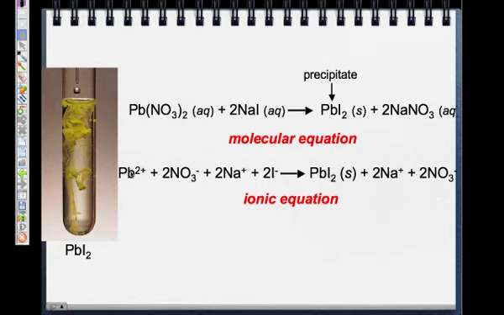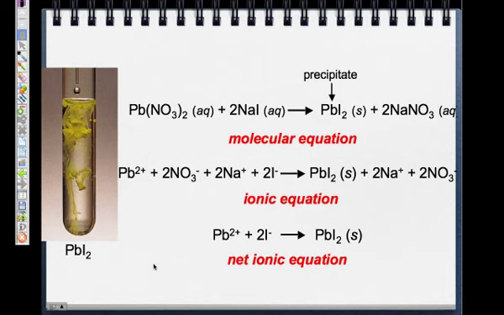Has lead changed states? Lead has gone from aqueous to solid, so it has changed states. So that's not a spectator ion. Nitrate has started as aqueous, ends as aqueous. Would that be a spectator ion? Yes, so nitrate would be a spectator ion. We'll take the nitrates out. How about sodium? It's a spectator. We'll take sodium out. Iodide? No, it has changed from aqueous to solid. So our net ionic equation has taken out the spectator ions. You're left with the lead and iodide.